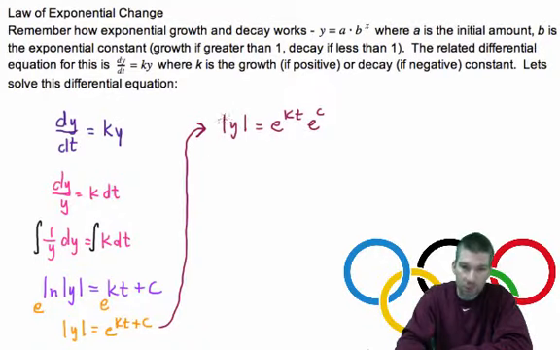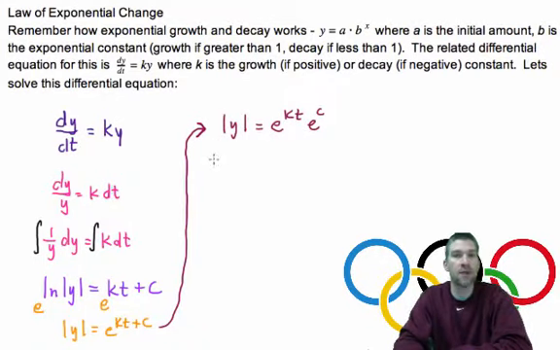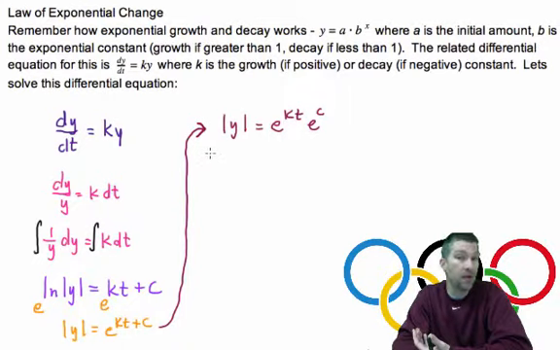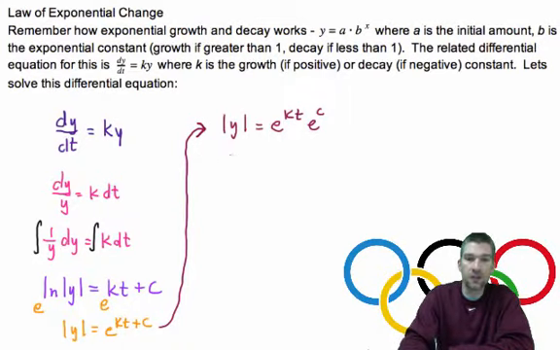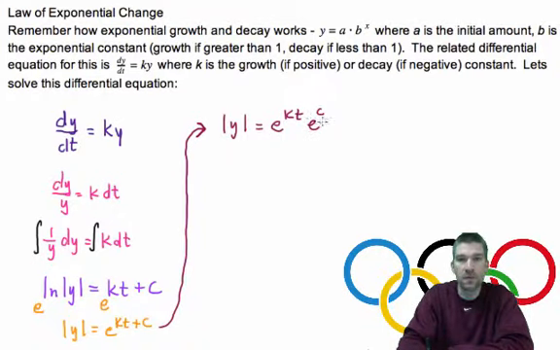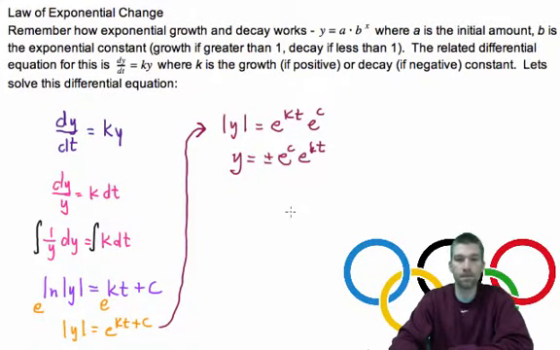Now, let's address this whole absolute value thing. Remember, absolute value says we've got to be either positive or negative. It doesn't matter too much. And so the next step would be to change this c part to account for the positive or negative. So this is going to look really weird, but hang in there. y equals plus or minus e to the c times e to the kt. All right? Again, I didn't do anything crazy.